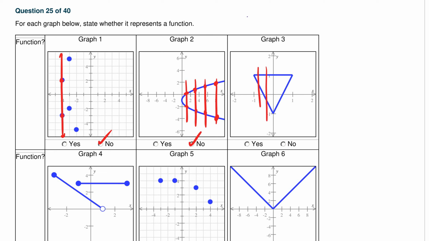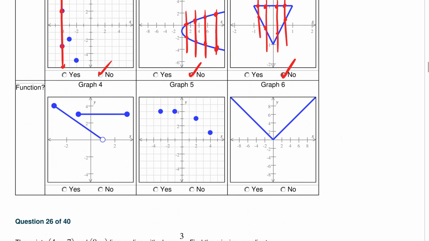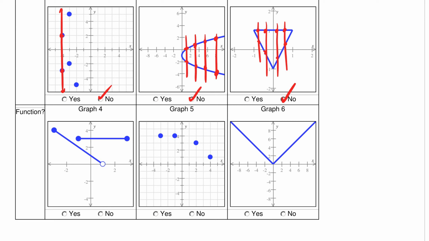This one, if you draw a vertical line going up and down, it crosses the triangle at 2 points each time, so it's not a function. Graph number 4, if we draw a vertical line going up and down, this looks good, it crosses 1 point. Looks good, crosses 1 point. However, when you go here, it crosses at 2 points, so it's not a function.